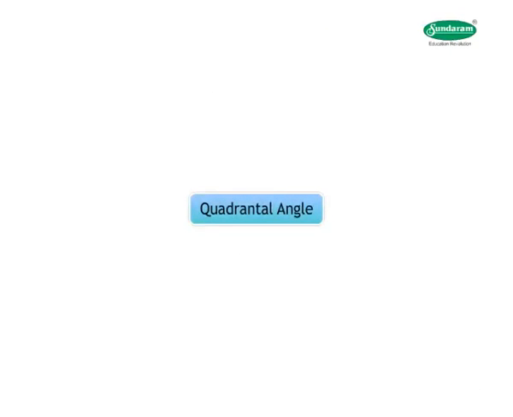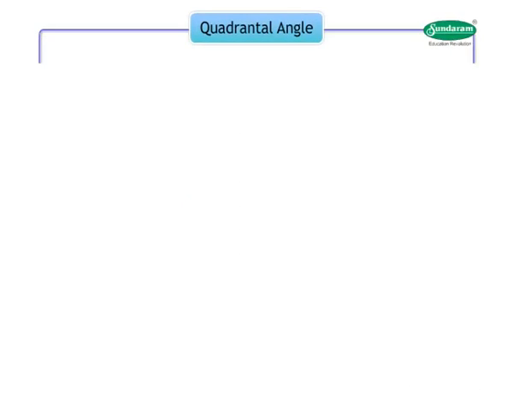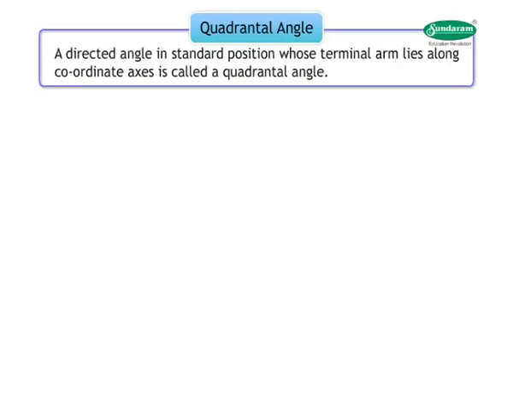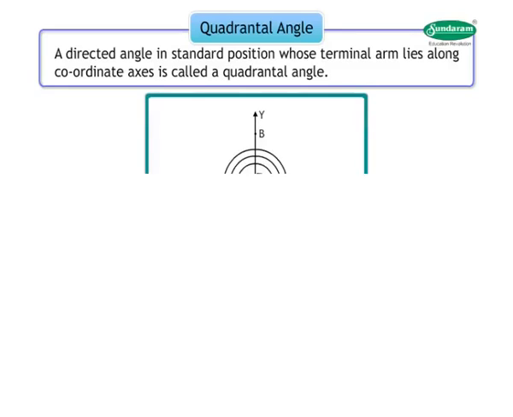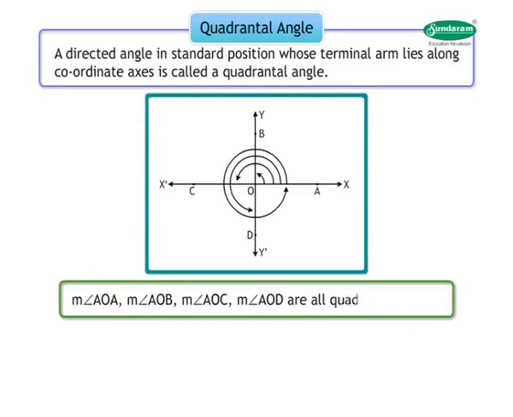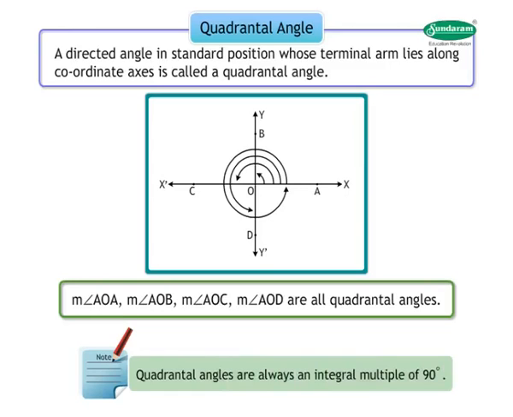Now let's see what is meant by quadrantal angle. A directed angle in standard position whose terminal arm lies along coordinate axis is called a quadrantal angle. In the figure, measure of angle AOA, measure of angle AOB, measure of angle AOC, measure of angle AOD are all quadrantal angles. Note that quadrantal angles are always an integral multiple of 90 degrees.